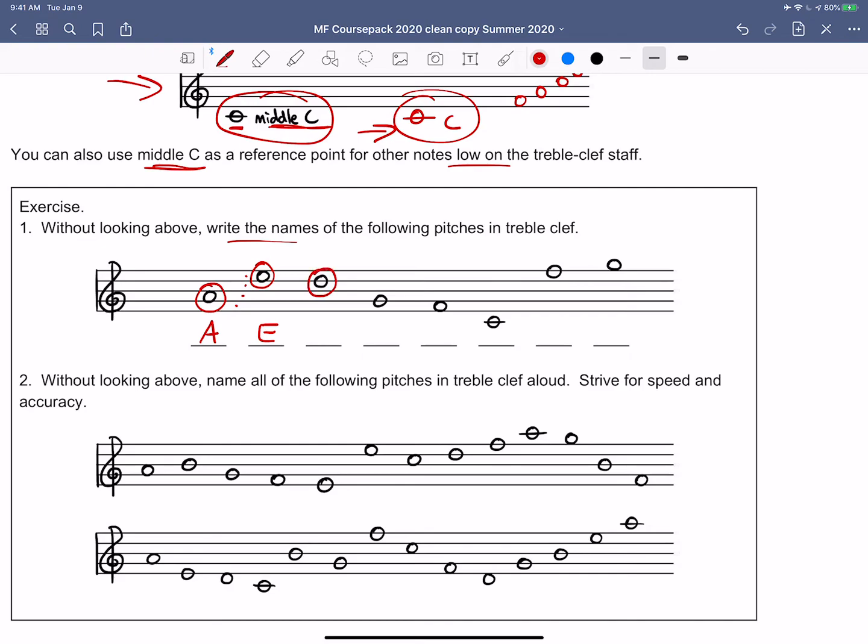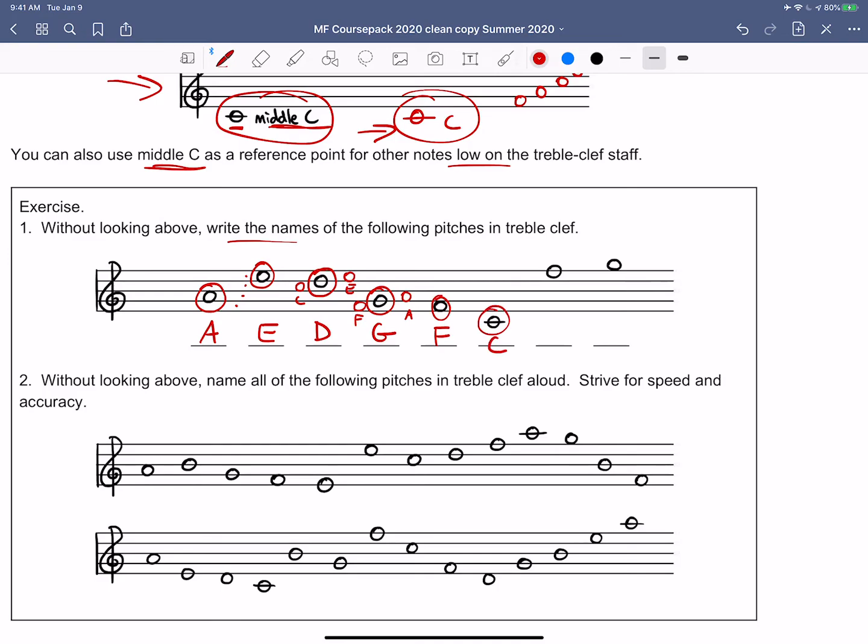Now, what about this one? This one's not part of FACE, but wait a second. We know this is a C, and we know this is an E in FACE. Up, so there's that D again. What about this note here? Well, it's not part of FACE, but there's an F, there's an A. What note in the musical alphabet comes between F and A? Well, that's G.